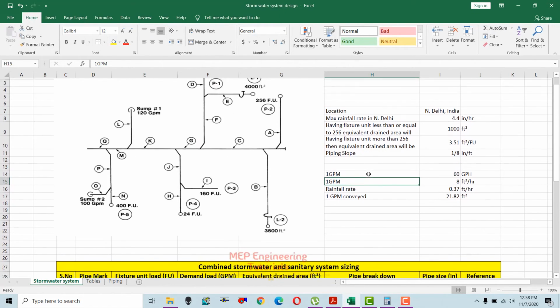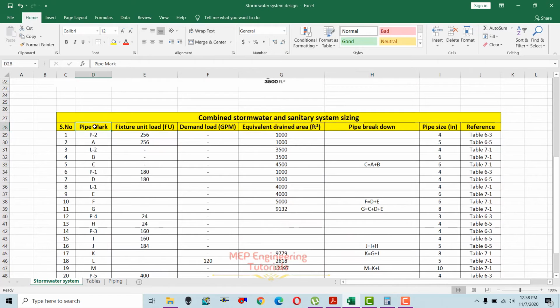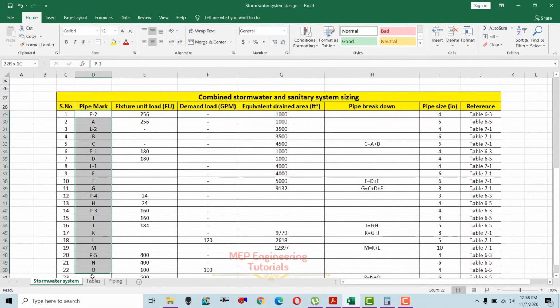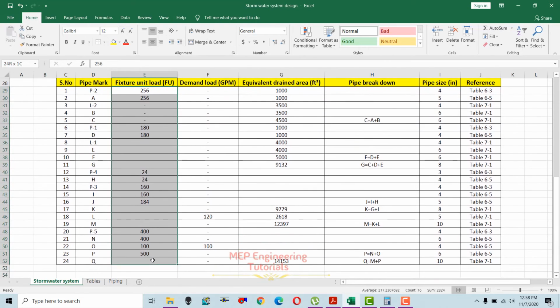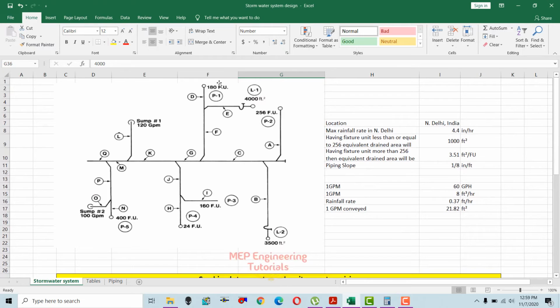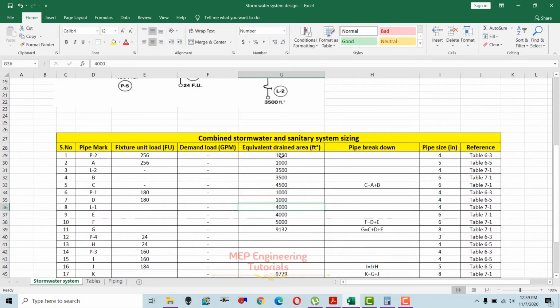So first of all, you can see here we have a pipe mark. I have divided each pipe segment and given it a name. So here it is represented by pipe mark, and then we have a fixture unit, then we have a demand, and then equivalent drain area in square feet. Since this is a combined stormwater and sanitary system, we need to convert this fixture unit represented here on the drawing, because this fixture unit is from the sanitary drainage system. We need to convert this into equivalent drained area and write it here in this column, equivalent drained area.